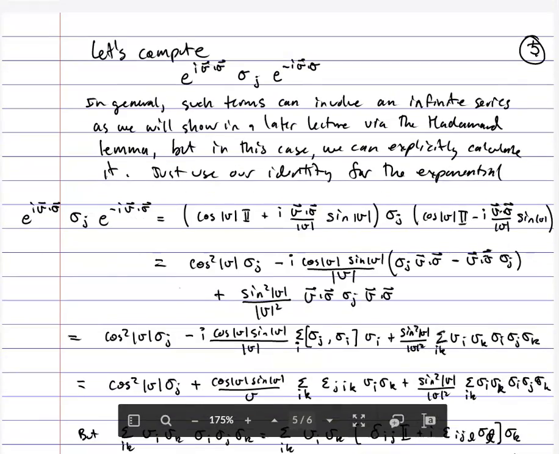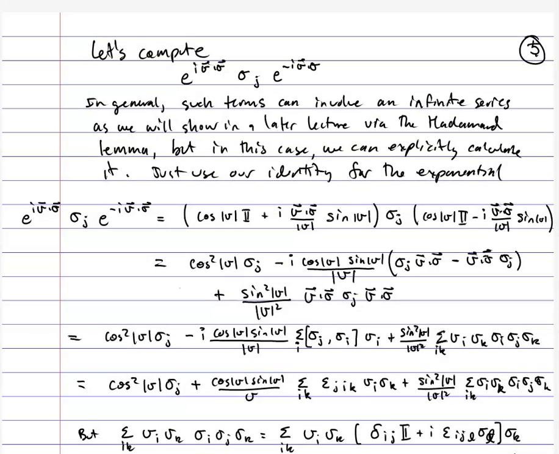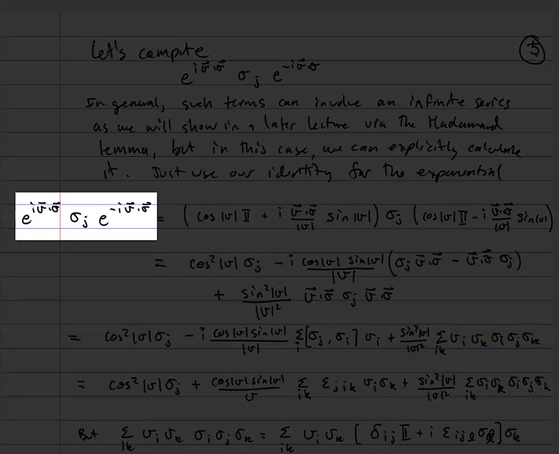All right, let's compute e to the i v dot sigma, sigma j, e to the minus i v dot sigma. This is called a similarity transformation. We're also going to learn about how to calculate it using something called the Hadamard lemma. That's going to be in a later lecture. But in this case, we can explicitly calculate it because we know what e to the i v dot sigma is. We just use that identity.